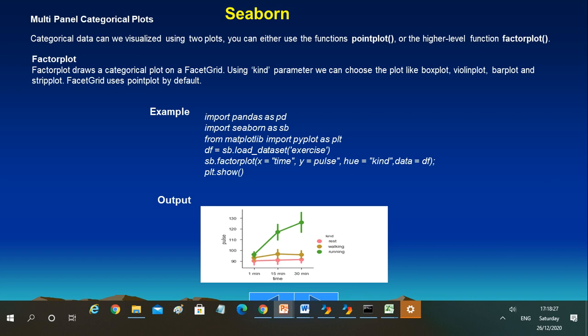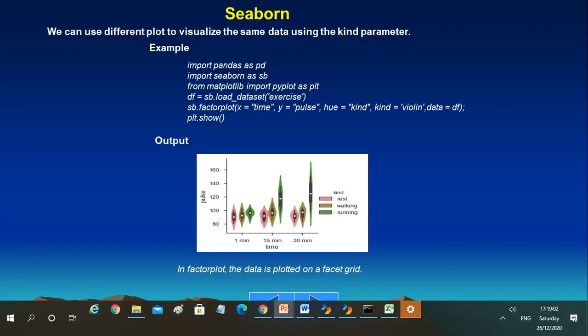Facet grid uses point plot by default. Now the code for that is import pandas as pd, seaborn, matplotlib, sb.load_dataset, and the dataset is exercise here. Now exercise is the data that we have worked with if you have gone through the data visualization exercise, you would have seen this. Otherwise we are going to do that again. sb.factorplot, time, pulse, hue is kind, data is equal to df, and then plt.show. So when you execute this code, you will get the output like this.